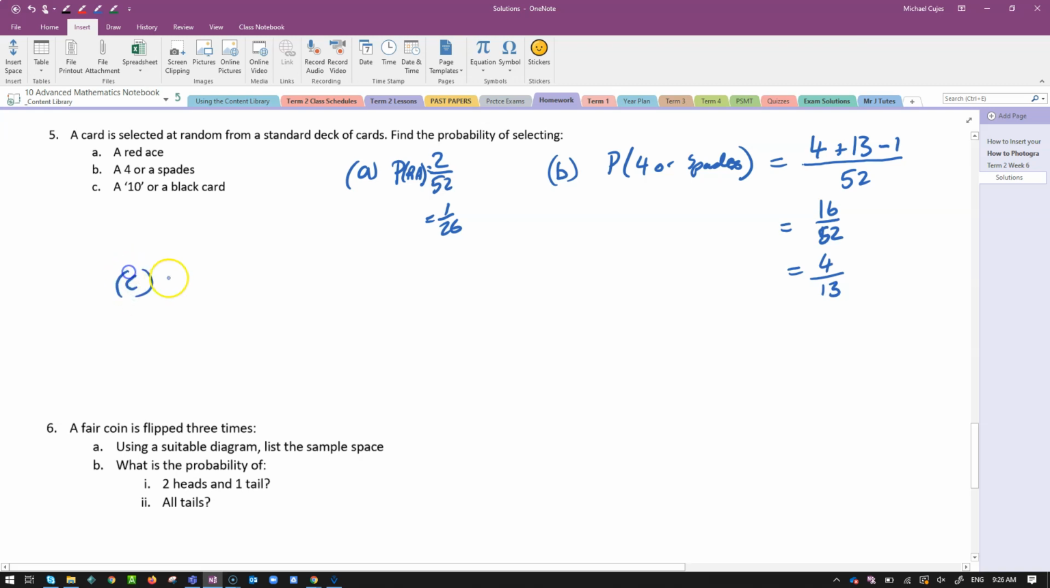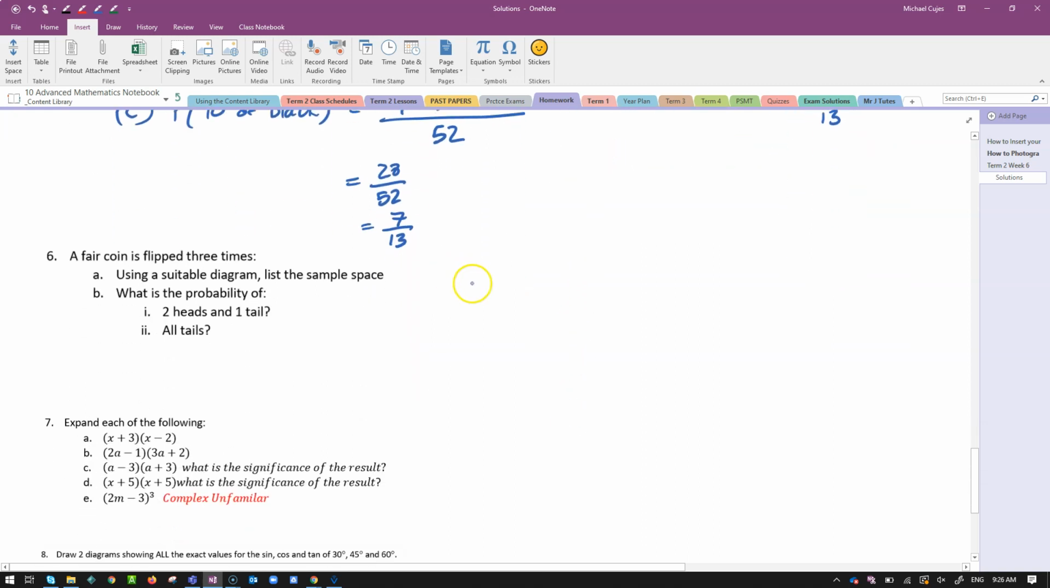Part C, a 10 or a black card. So I have 4 10s, 26 black cards, but I've counted 2 of the black 10s twice. So we're going to take away those 2. So I end up with 28 out of 52, which is going to give me 7 over 13. Nice job.